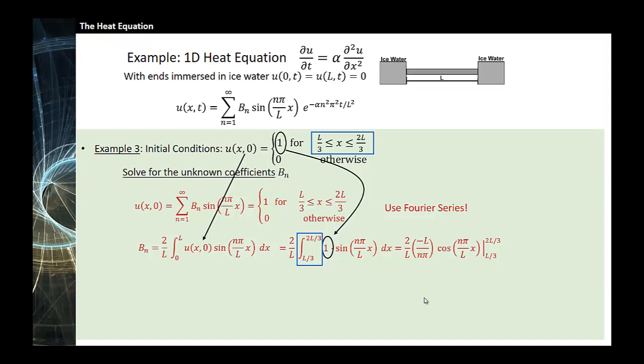We need to evaluate this term, cosine of n pi over L times x, between L over 3 and 2L over 3. But we can do that, again taking into account the minus sign, and I get this expression for our b sub n's.